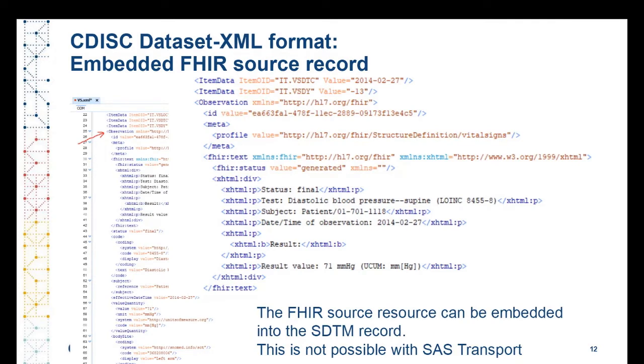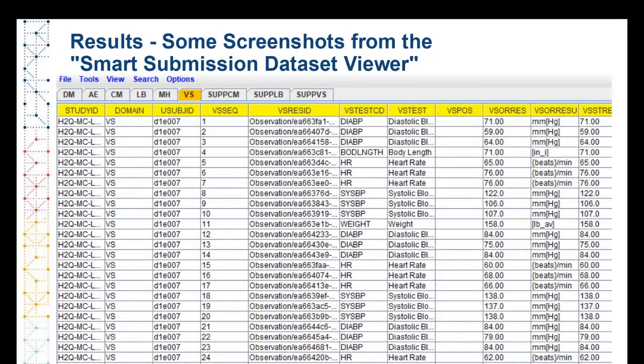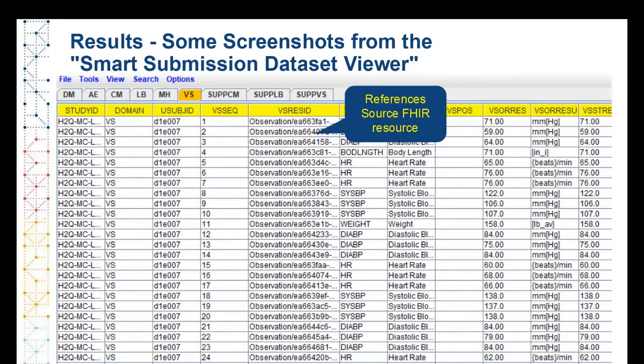The reason this is possible is that we do not use SAS Transport 5 format, but modern CDISC Dataset-XML format. This allows to embed the EHR source record into each of the SDTM records. With SAS Transport, this is impossible. Another way is to keep a reference to the source EHR record in the reference ID SDTM variable. Just a click would then enable the reviewer to see the source record. This of course requires access to the record or a copy of it on a FHIR server.